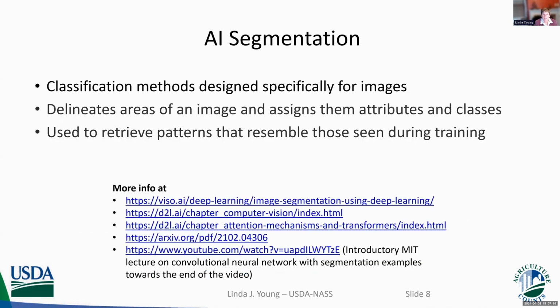AI segmentation is a set of classification methods designed specifically for images. Segmentation is used to delineate areas of an image and assign them attributes and classes. These are used to retrieve patterns that resemble those seen during training.